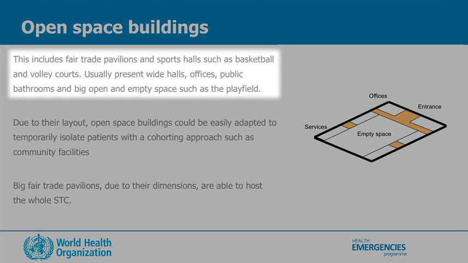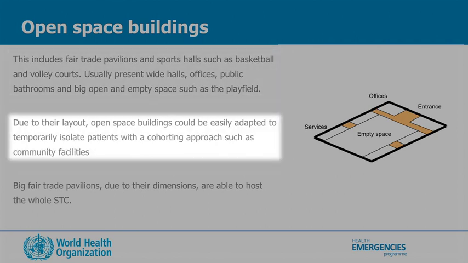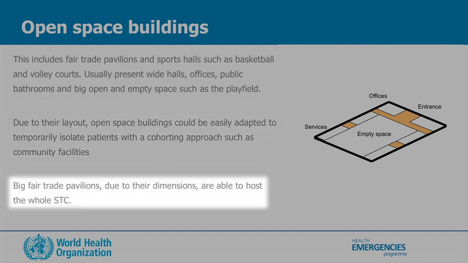Open space buildings include fair trade pavilions and sport halls, such as basketball and volleyball courts. They usually present wide halls, offices, public bathrooms, and big open and empty spaces, such as the playfield. Due to their layout, open space buildings could be easily adapted to temporarily isolate patients with a cohorting approach, such as a community facility. Big fair trade pavilions, due to their dimension, are able to host the whole site treatment center.